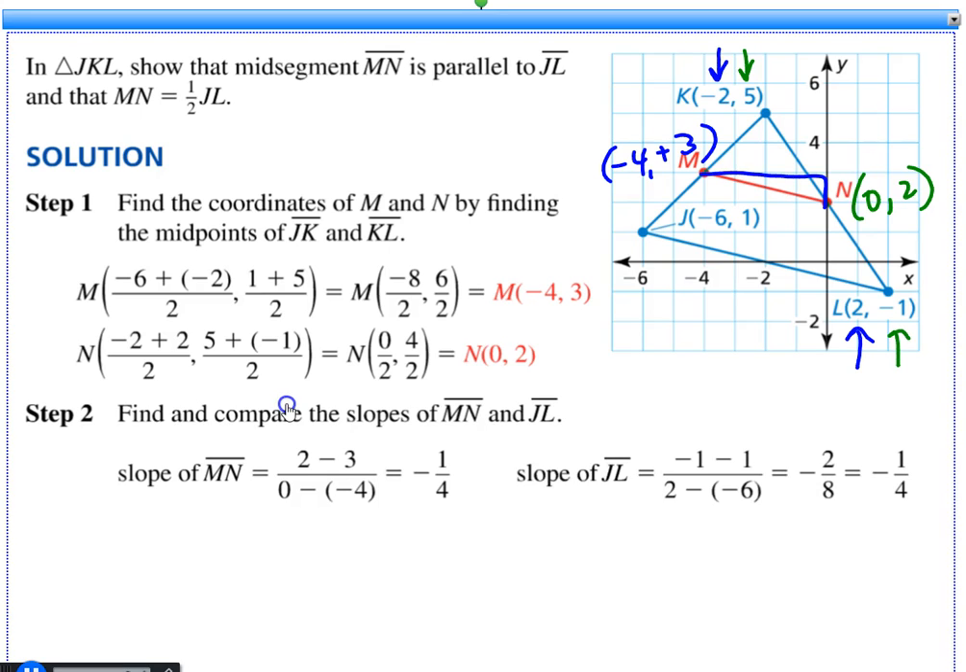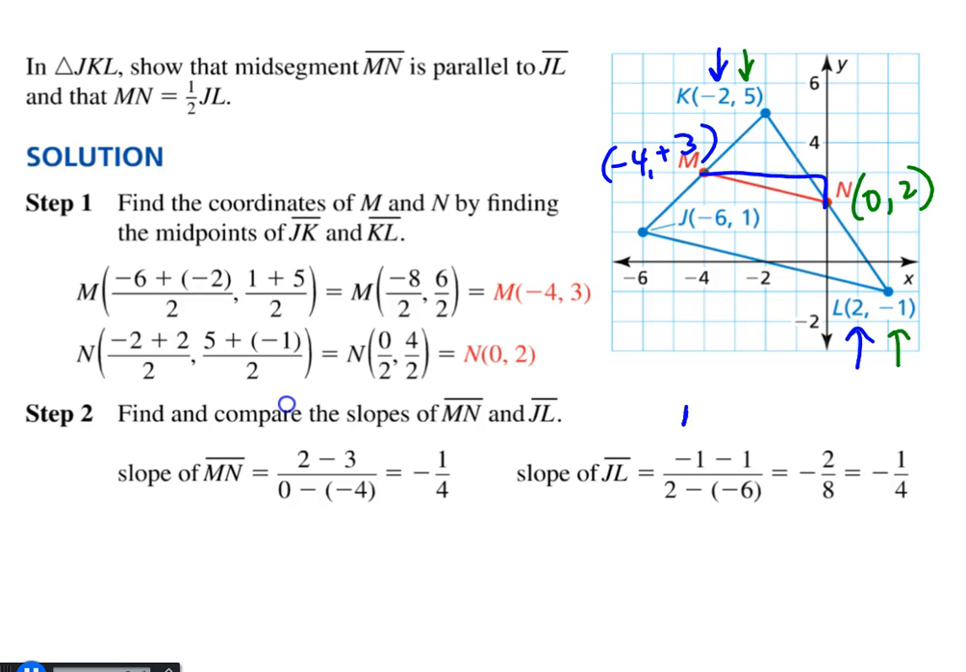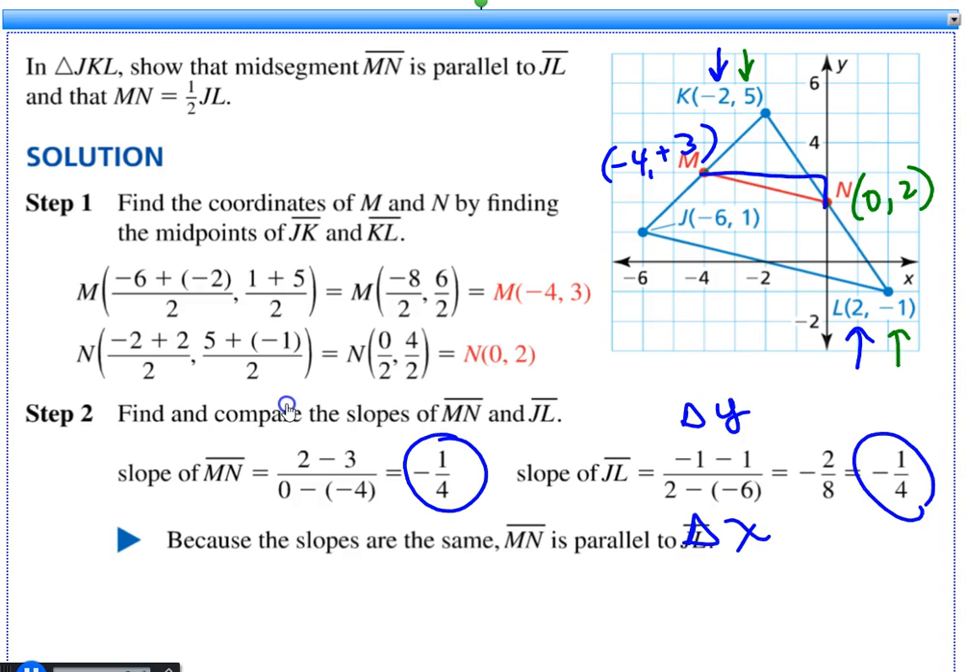Then we can find the slope of JL by doing the same thing, y minus y over x minus x. Remember, it's always the change in y on top and the change in x on the bottom. So this is the change in y. This is the change in x. So it also has a slope of -1/4. So we know that since the slopes are the same, MN is parallel to JL.